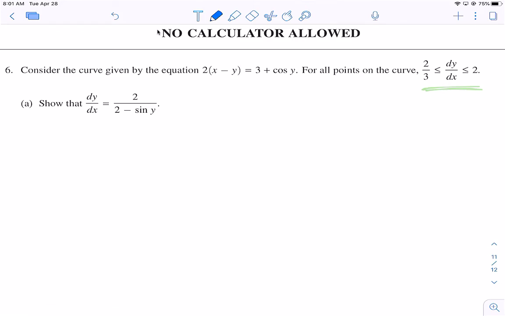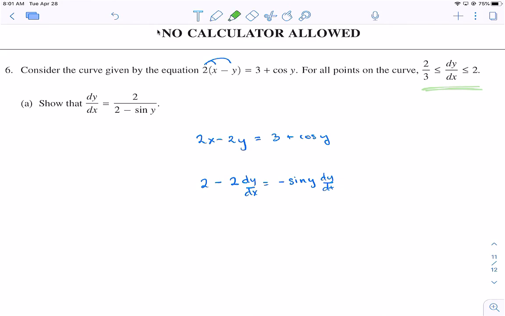On part A, they just want us to show that the derivative is equal to 2 divided by 2 minus sine y. So we're going to take the derivative of what we've got. The first thing I would do is distribute that 2. So I have 2x minus 2y equals 3 plus cosine of y. And I'll take the derivative of each term. Derivative of 2x is 2. 2y would be 2 times dy/dx. Derivative of 3 goes away, and derivative of cosine is negative sine y. There's a y, so we have to attach a dy/dx.